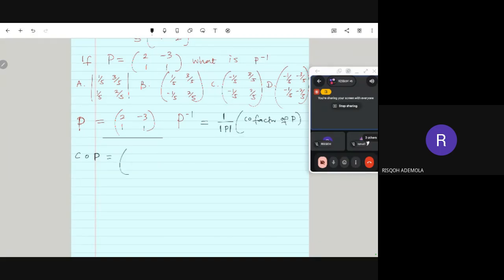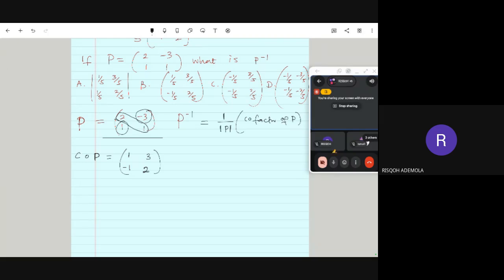To find cofactor, this diagonal here, flip it. 1 will come to where 2 is, and 2 will go to where 1 is. Then this minus 3 and 1, multiply them by minus. So minus 3 times minus becomes 3. Then 1 times minus becomes minus 1. That's your cofactor of P. Is that clear, Rahima?